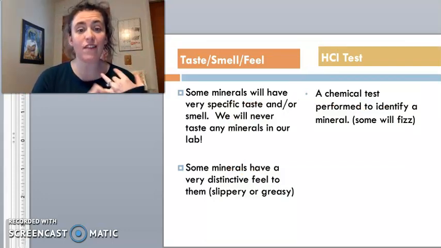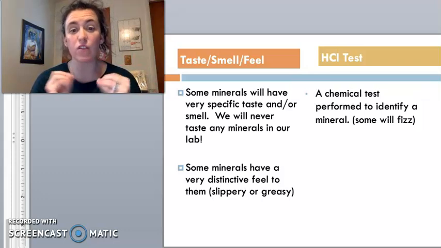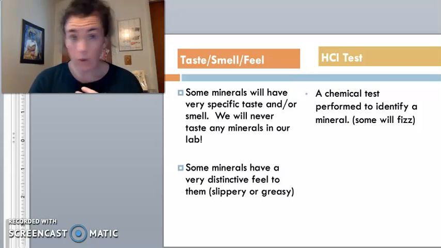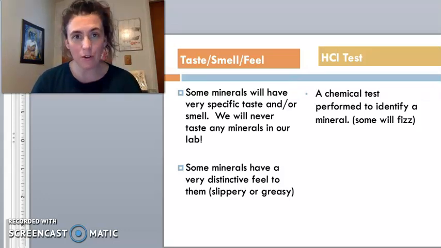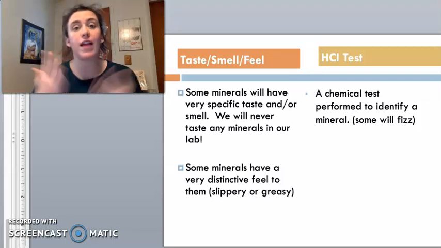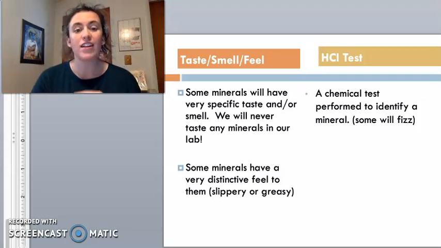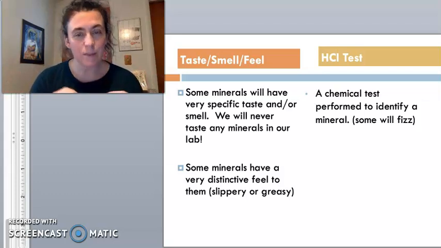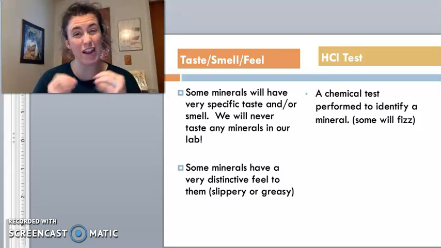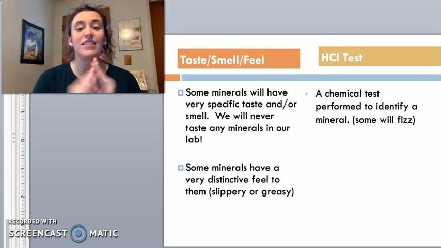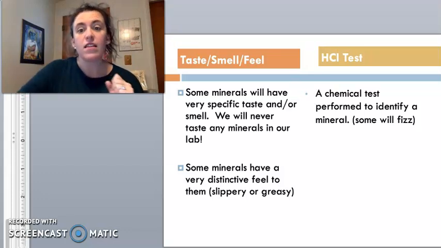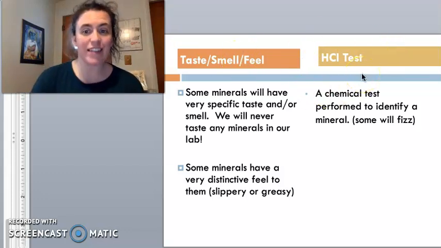All right, the last few tests we're going to talk about are taste, smell, and feel. Some minerals will have a very specific taste or smell to them. Although we will never taste test in the lab, for safety precautions, some of your salt minerals are going to taste salty if you were to actually taste them. Some of them have distinctive smells, such as sulfur. It has a very rotten egg smell, icky. And some of them have a distinctive feel, where they feel very slippery or greasy.